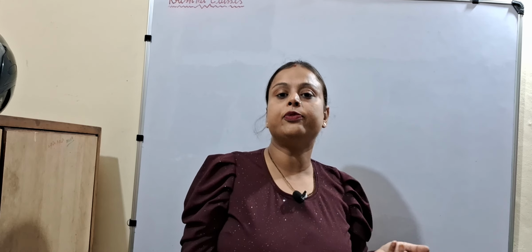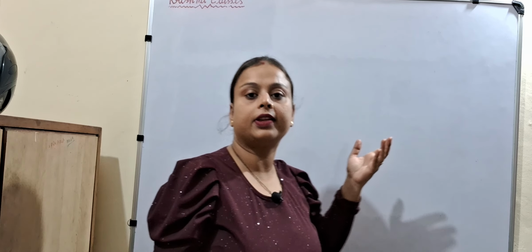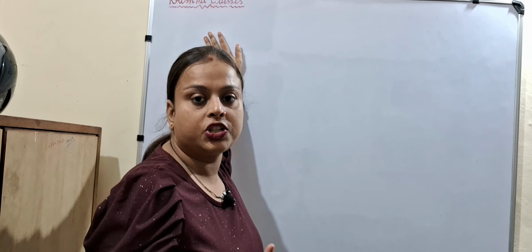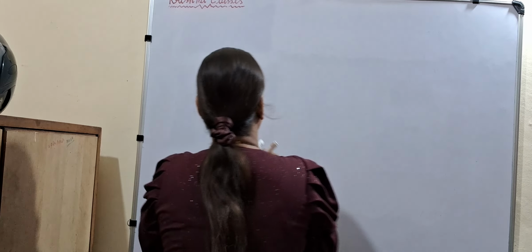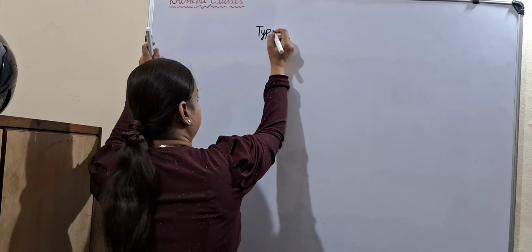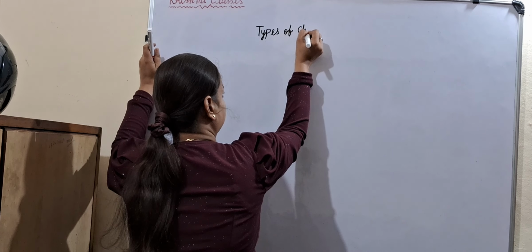As you know, I started the revision series of class 10 chapter 1, chemical reactions and equations. I described the previous topic in my previous lecture. So let's start today's topic with me and start your revision classes. Today's topic is types of chemical reactions.